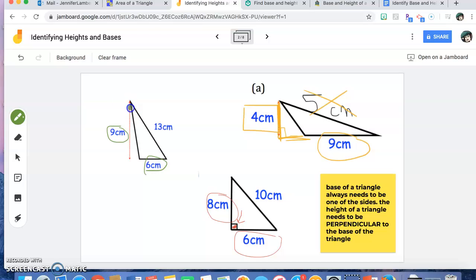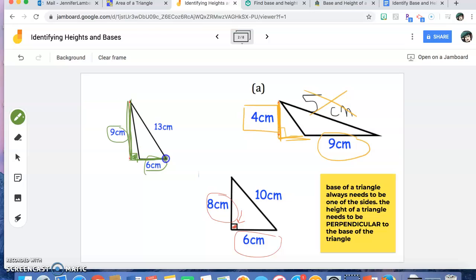So you could see here, there's this dotted line that's giving you straight up and down. And if I extended this 6 centimeter line, it would form that 90-degree angle right here where I'm shading in green. So there's your 90-degree angle. So that means that 9 and 6 are perpendicular to each other.